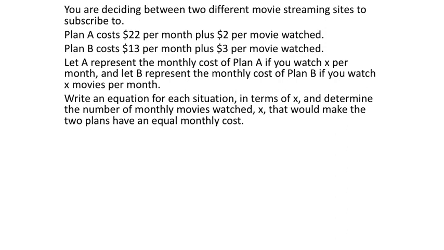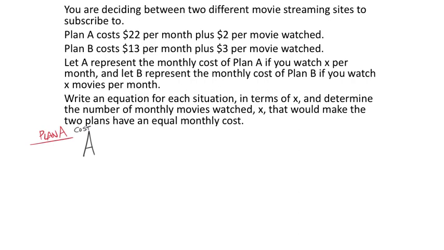So Plan A right there, that's the cost for going with Plan A. Why am I doing that? Because they told us up here that we should use A. Let A represent... there it is. So A is how much it's going to cost for watching some number of movies per month. Now, just so you understand, it says $22 per month plus $2 per movie watched. This means if you were to watch 0 movies, then they would still charge you $22 for that month. You can decide if that's good or bad. It's up to you. But the cost is A.